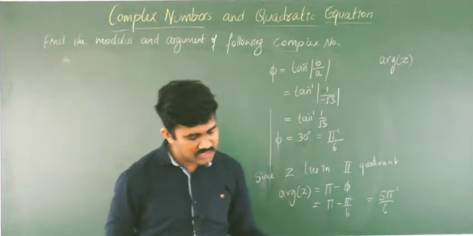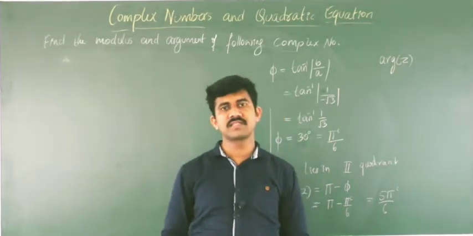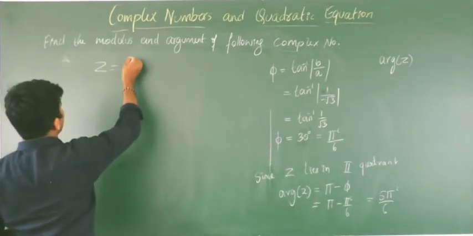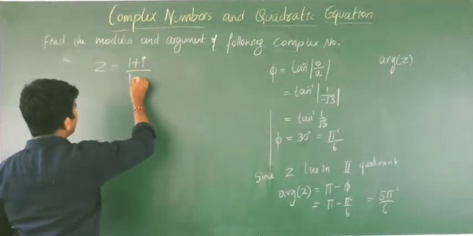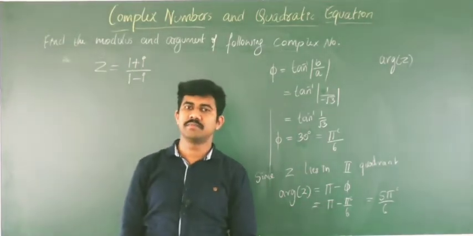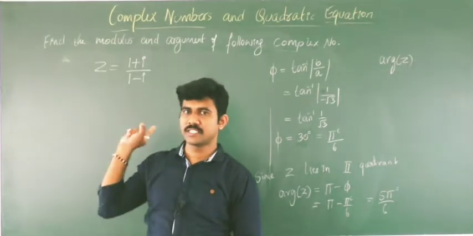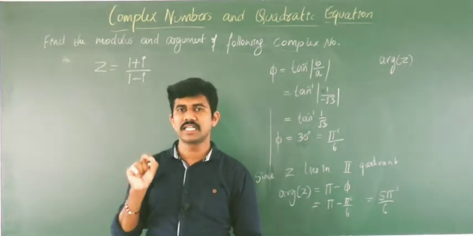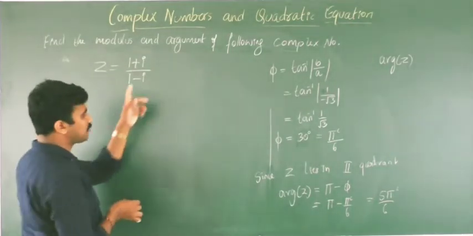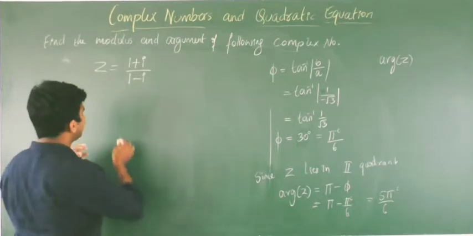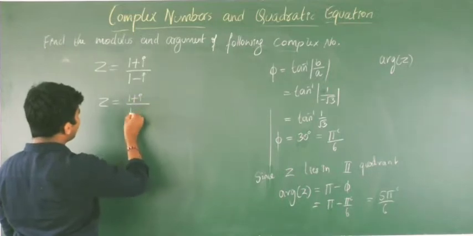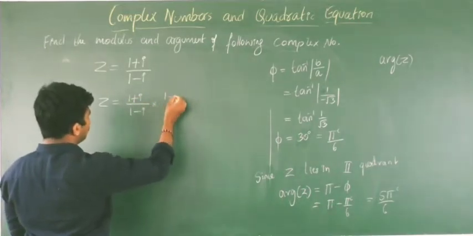The next question they given, z is equal to 1 plus I upon 1 minus I. Means here it is quotient of two complex number. So we need to simplify this. First we have to write this in the standard form. For that purpose we have to multiply and divide by the conjugate of denominator, that is nothing but z is equal to 1 plus I divided by 1 minus I into 1 plus I.